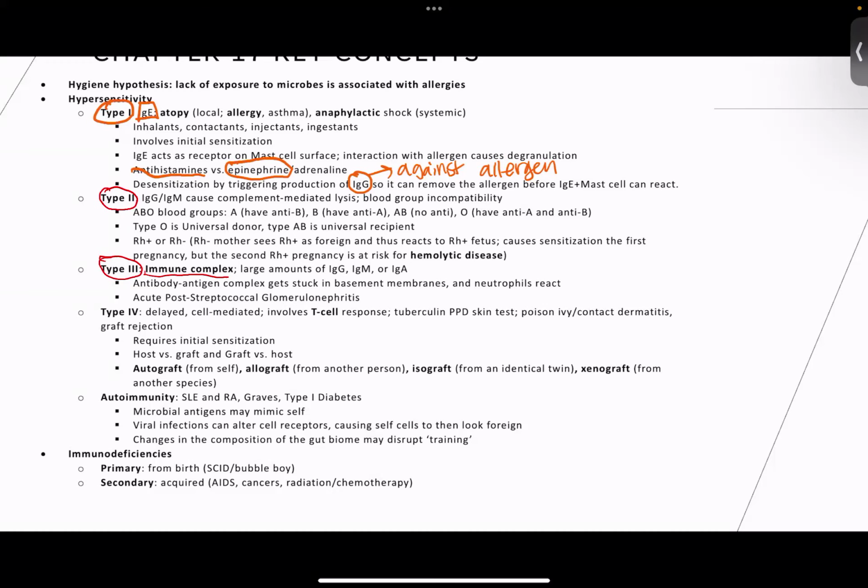And this is what we see, the only one that will be on your test. Okay. Acute post-streptococcal glomerulonephritis is when you have streptococcal infection. Streptococcal infection would be like Streptococcus pyogenes, which is a species that causes strep throat.